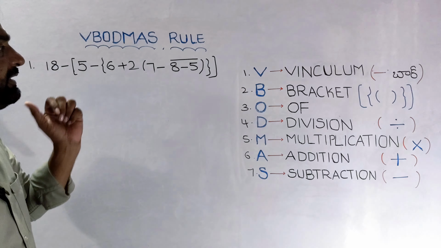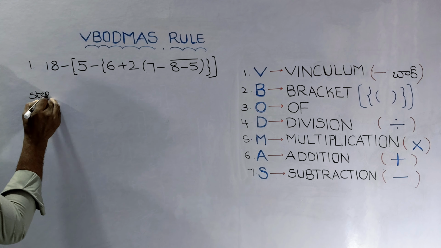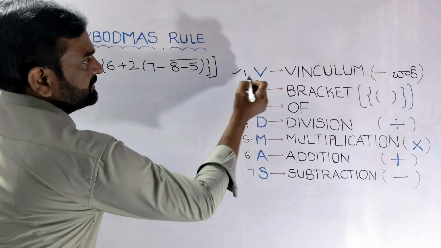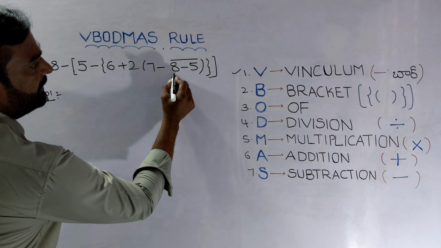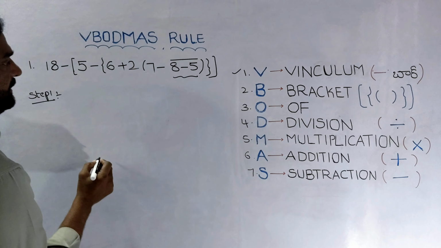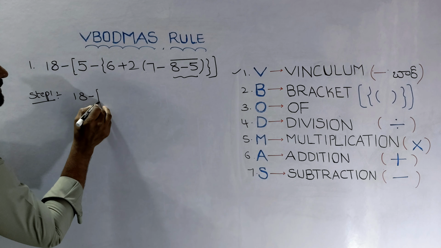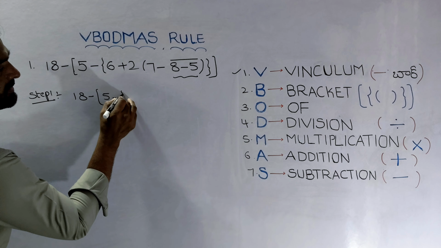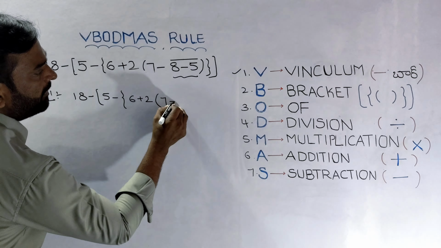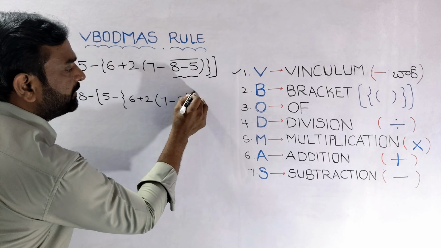Okay. To simplify this problem, here we need to do like this. In step 1, we need to follow this column. First one is Vinculum. What is Vinculum here? This one, borrow one. 8 minus 5. What is 8 minus 5? 3. So in step 1 we can do 18 minus of 5 minus 6 plus 2 of 7 minus 8 minus 5 is 3. So write down here 3.